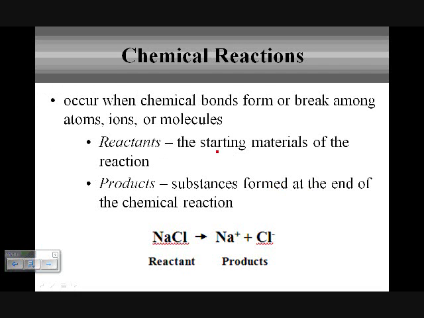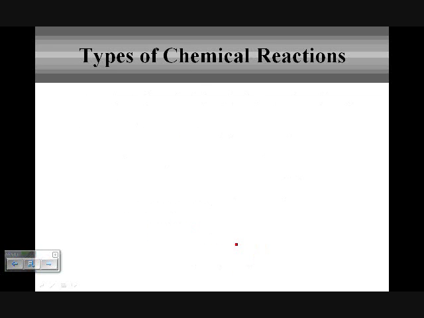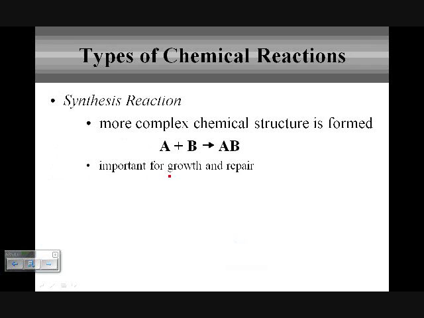Chemical reactions are really about bonding being broken and reformed between atoms, ions, molecules, all these different things. We should know that we have reactants, which are what you start with, versus products, what you end with in a chemical reaction. And then we've got some different types of chemical reactions that we're going to talk about.